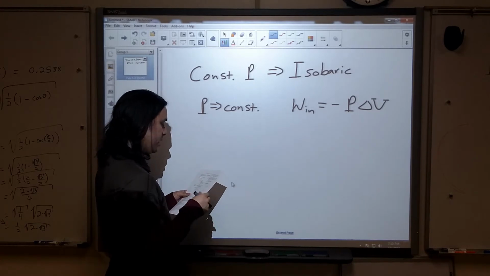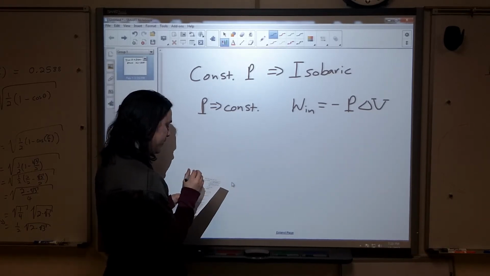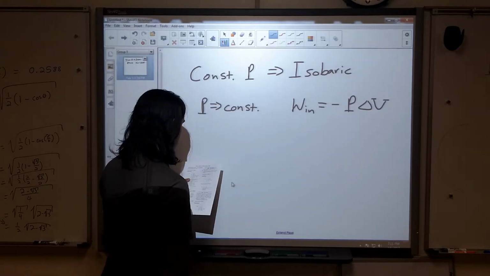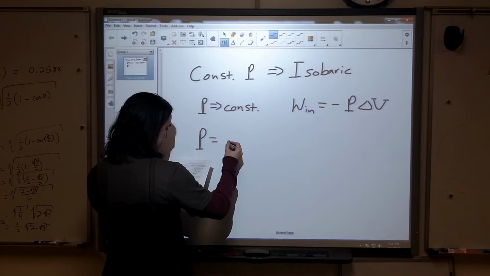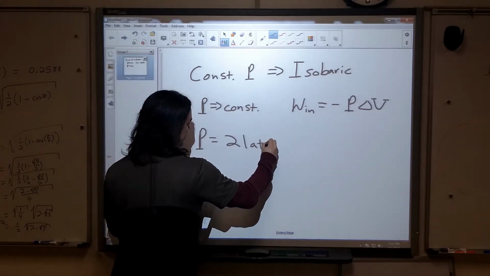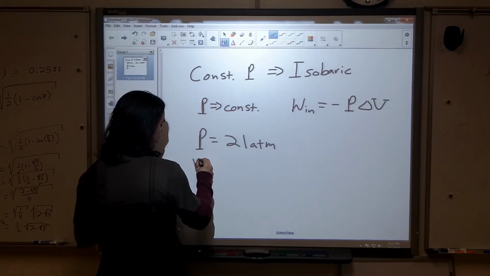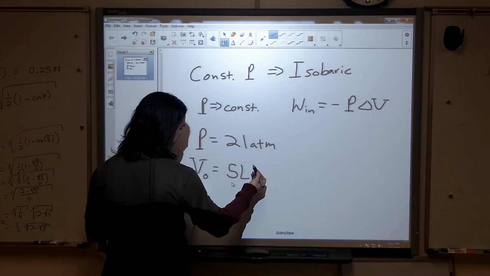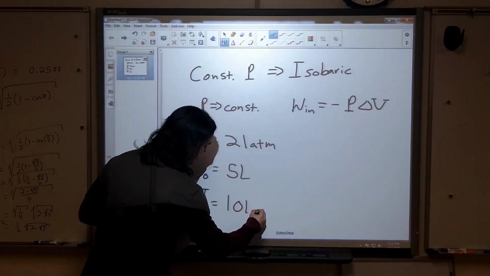Hey, look at that. It's at a pressure of 21 atmospheres. Ugh. But find the work done by the gas if the initial volume is 5 liters and the final volume is 10 liters. Okay, so they give us a pressure in atmospheres, 21 atmospheres. That's a whole lot of pressure, but sure. And they give us an initial volume of 5 liters and a final volume of 10 liters.